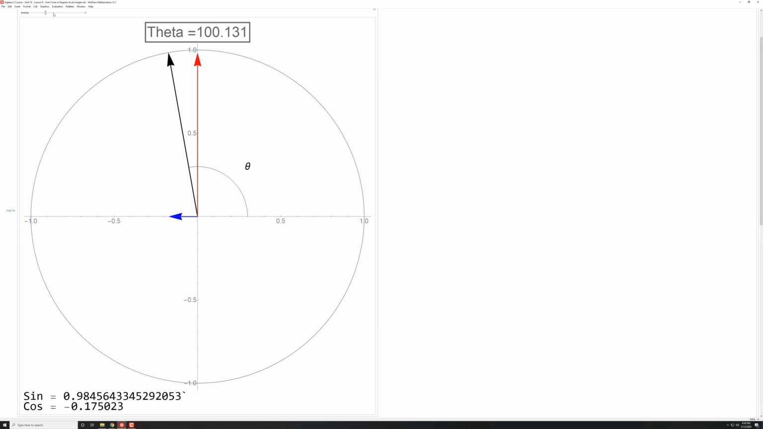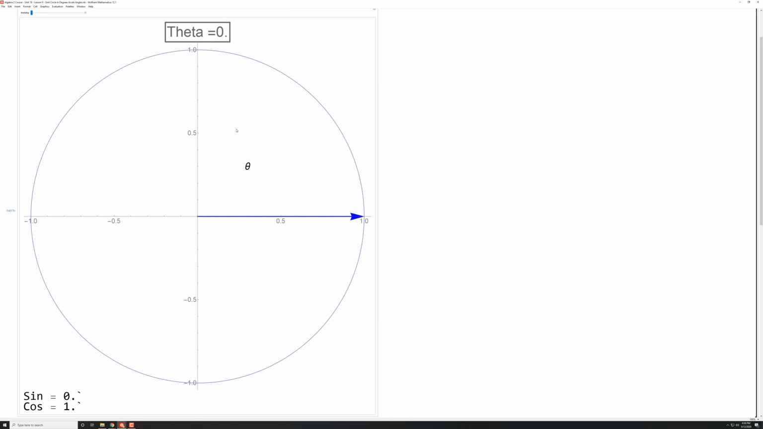Now, if I go back to 0, all the arrows are lining up, and so what's going on here is the hypotenuse is right here along the x-axis, so the cosine here, which is the projection on the x-axis, is fully 1, because the entire hypotenuse lies on the x-axis, but notice that the sine is actually 0 because there is no projection on the y-axis there.